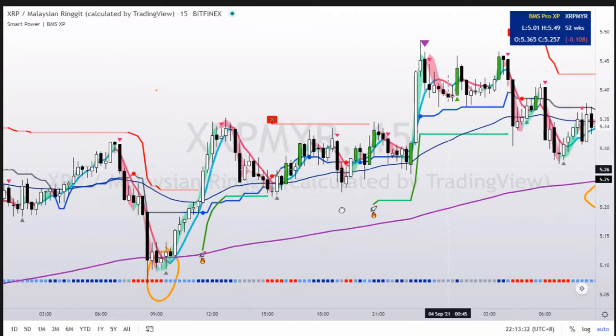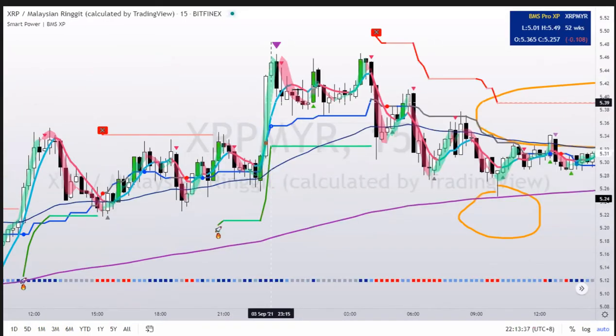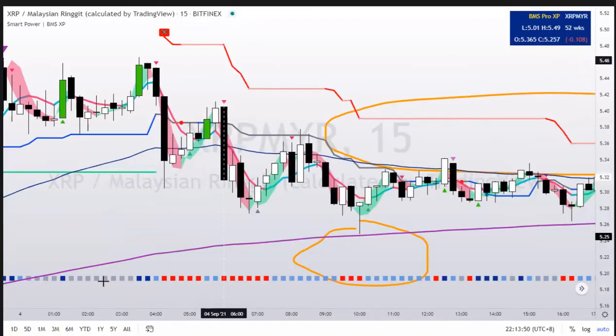All these lines are important, the ribbon and the REMA. They are important as your support and resistance. Even the rocket fire with the green line indicates that this area is a bullish zone. The X with the red line, this area here is a bearish zone. So we want to take a trade when we see the rocket fire.